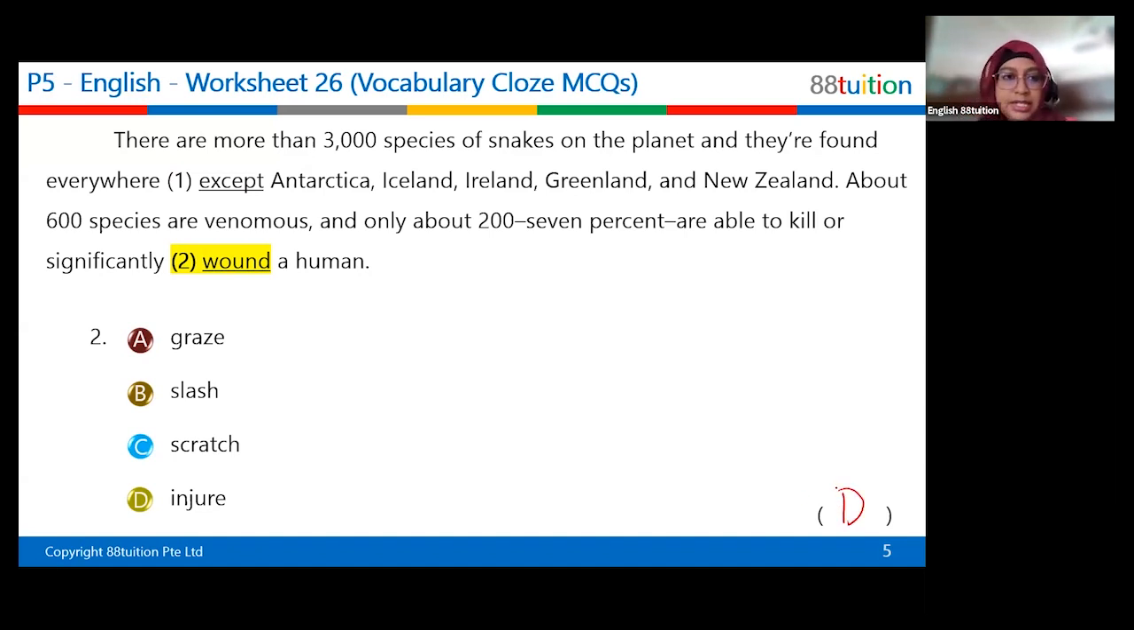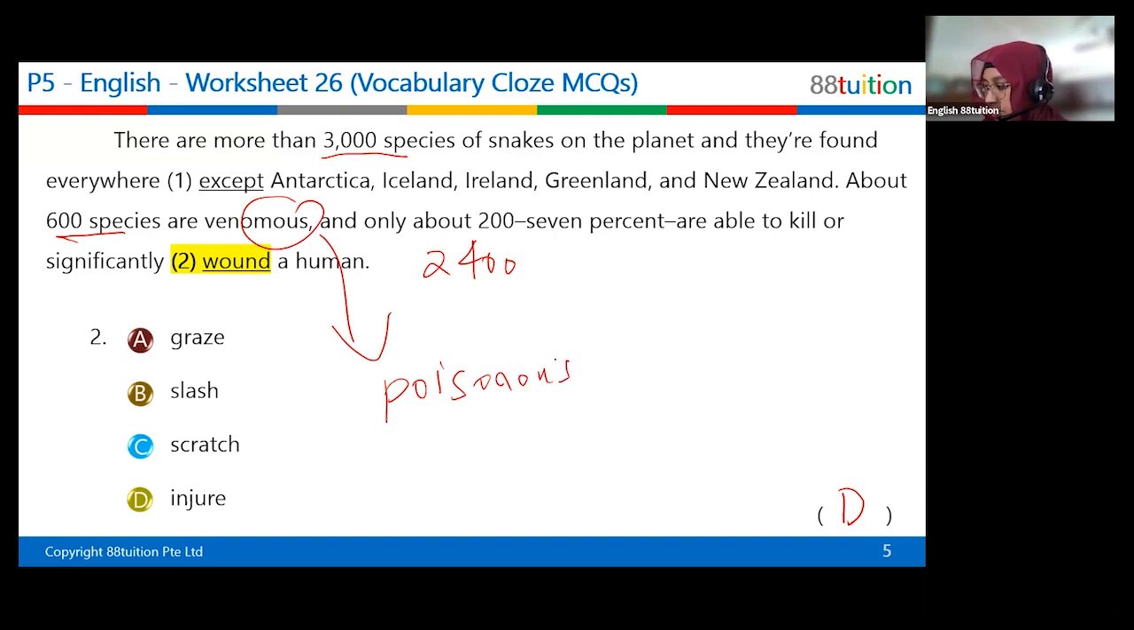So here 600 species are venomous. You see, here there are 3,000 species, 600 are venomous. So basically, they're saying that 2,400 are not venomous. Venomous basically is another word for poisonous. So 2,400 species are not poisonous, and only about 200 of the snakes, that means 7% of all the snakes, are venomous and can injure a human. That's not so bad, but still, I wouldn't want to go near one anywhere or anytime.